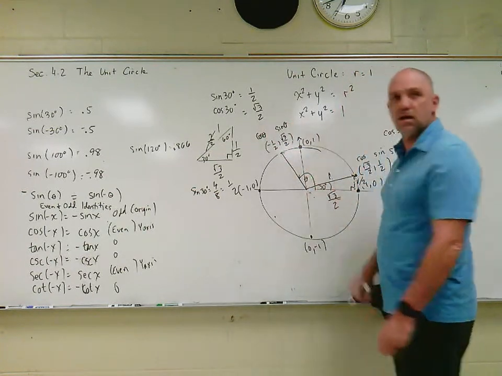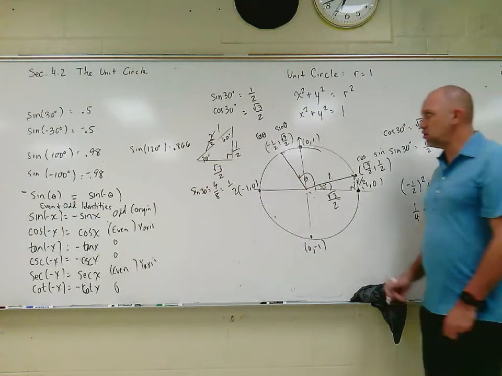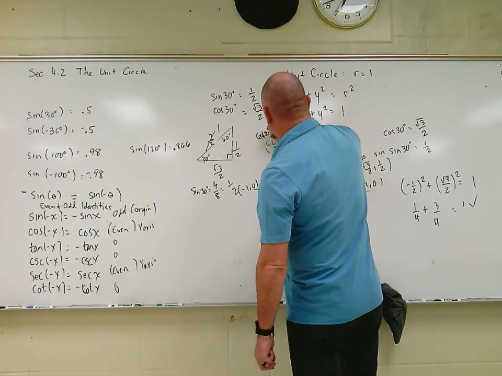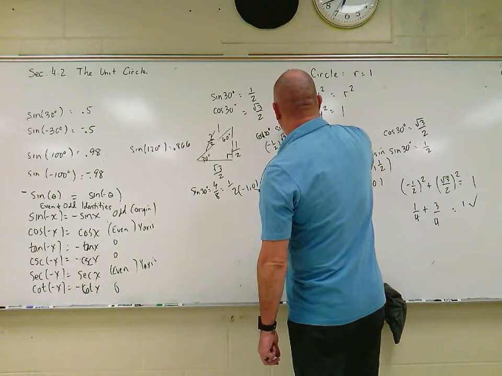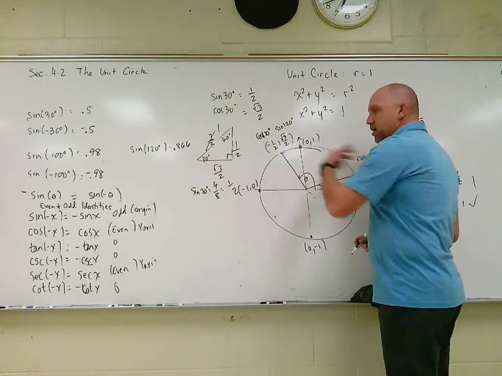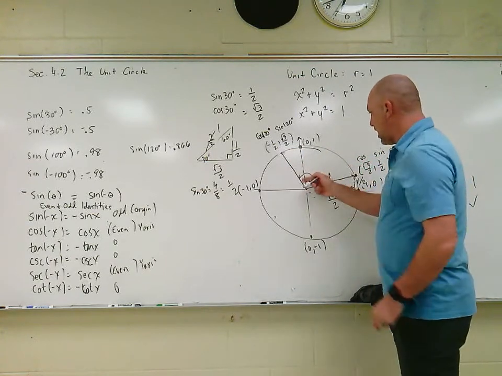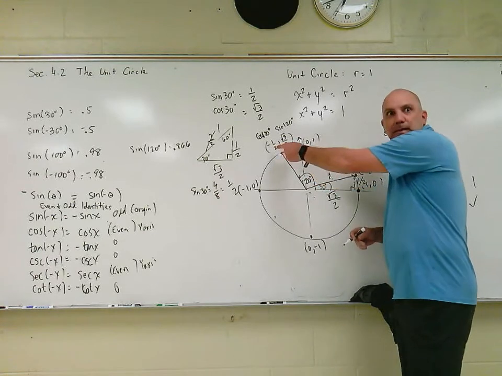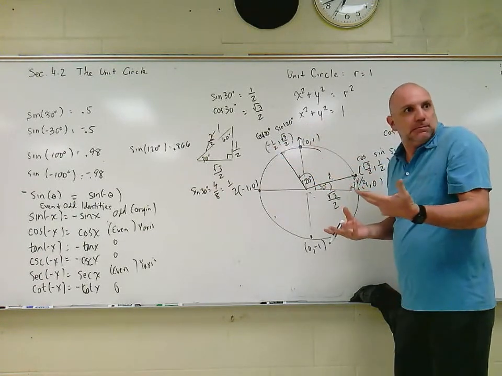Does anybody know what that angle is? 120. That's right. Very good. That's 120. You might see it in radians. Okay? I might put it in radians. Now, it's going to ask me, for this angle, what's the cosine? Well, I'm there. That's it.